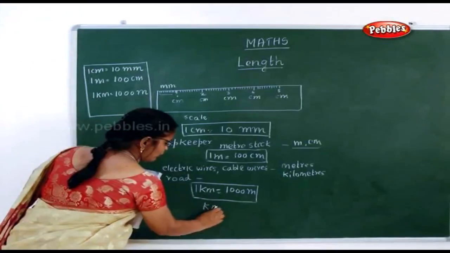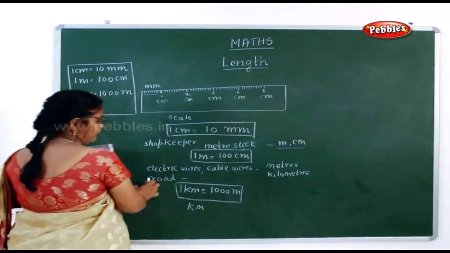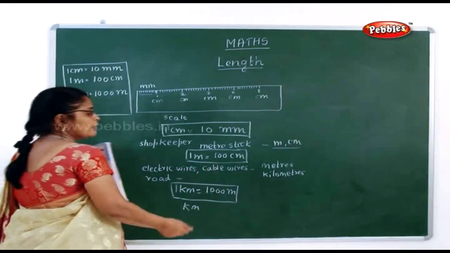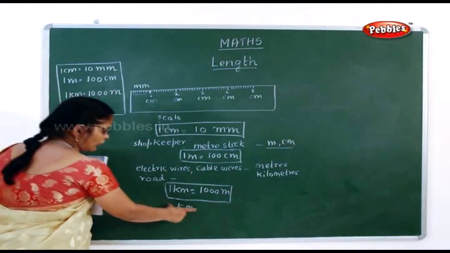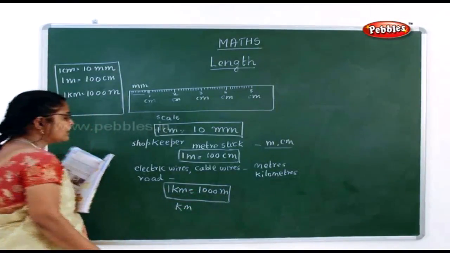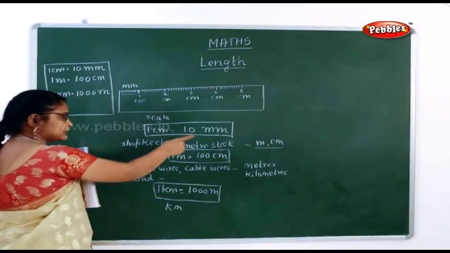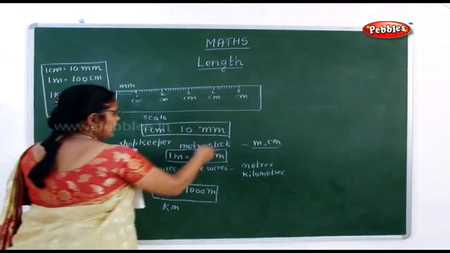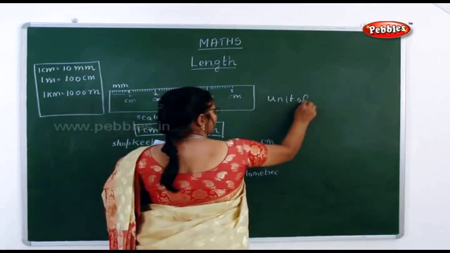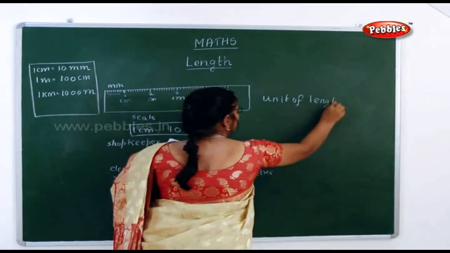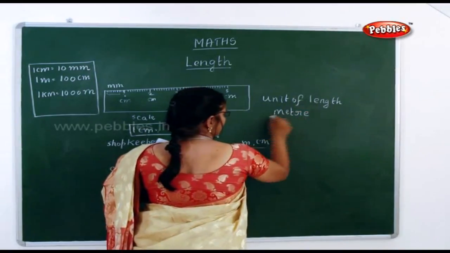When you are calculating the distance of the road from one place to that place, you will be calculating the kilometers. So, always this kilometer is more than the meter. And the centimeter and millimeter are lesser than this. What is the standard unit of length? It is the meter. The standard unit of length is meter.